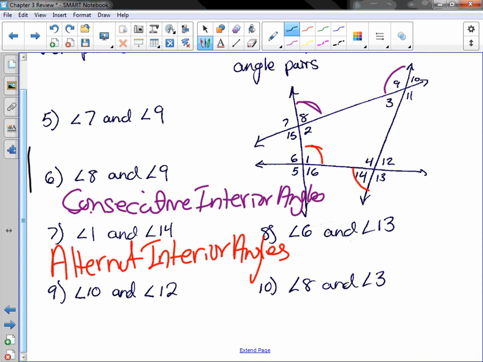Any other questions on 5 through 10? Any questions on this here? You good with this here? Yes?